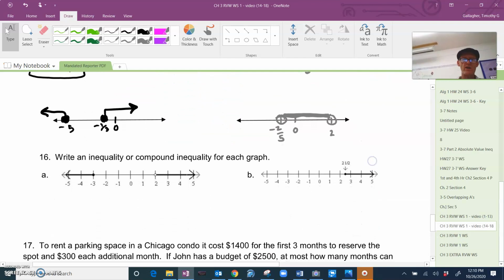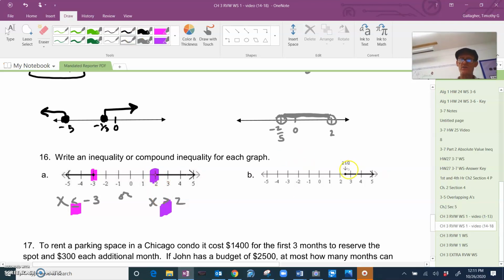Number 16 says write a compound inequality. Okay, so this one is a push-out problem, so it's an OR problem. This part of the OR says x less than or equal to negative 3, and it's or equal to right down here because that circle is filled in. This part says x greater than 2. That is not filled in, there's no line underneath there because that circle is open.